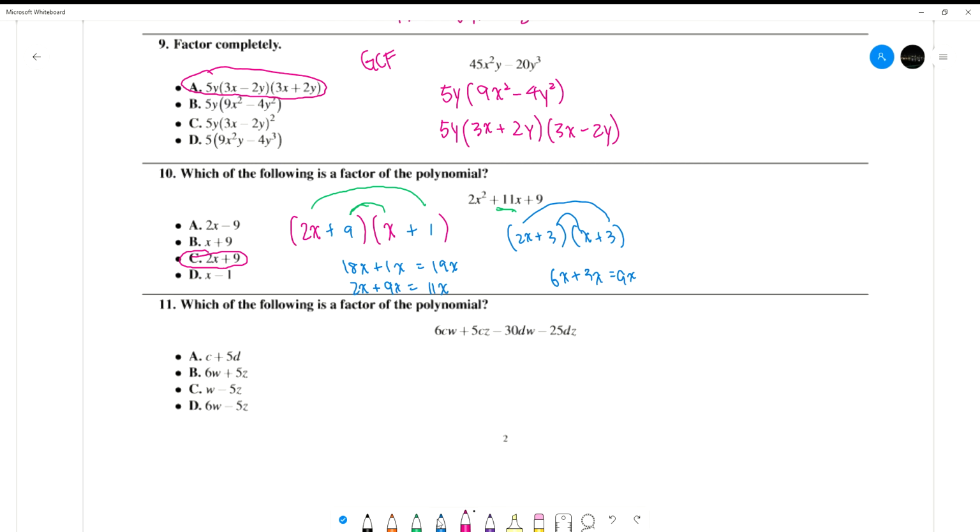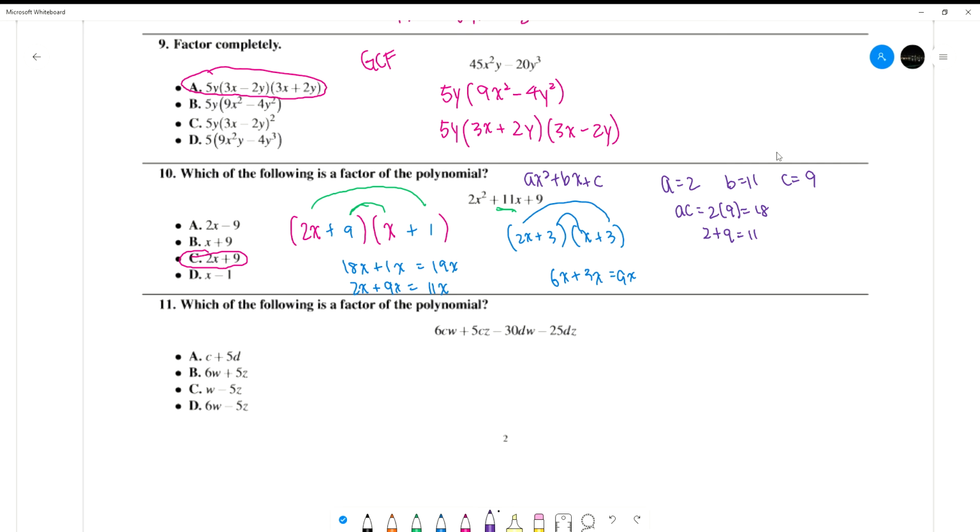Okay, so now let's try the AC method. For the AC method, make sure all the like terms are combined, so it's in the ax squared plus bx plus c form. So a is equal to 2, b is equal to 11, and c is equal to 9. Then you do a times c, which is 2 times 9, equal to 18. Factors of 18 that add up to 11. So it's actually 2 and 9. 2 plus 9 adds up to 11.